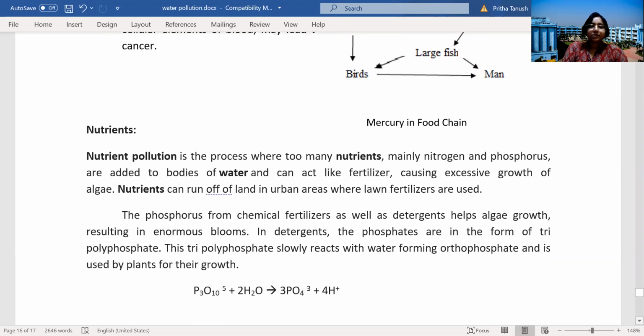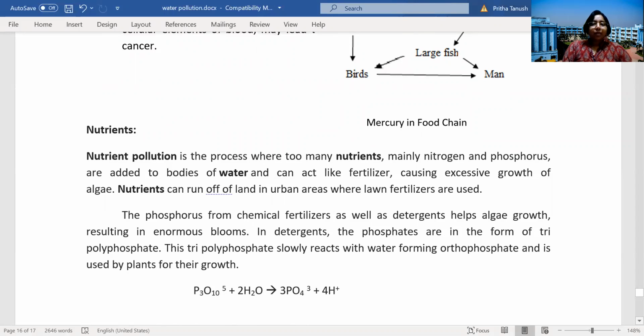Next is nutrients. Nutrient pollution is a process where too many nutrients, mainly nitrogen and phosphorus, are added to bodies of water and can act like fertilizer, causing excessive growth of algae. This is called eutrophication, or algal bloom. If the water body is rich in nutrients like nitrogen and phosphorus, the algae will grow very rapidly. You have seen in different water bodies, lakes completely covered by algae.